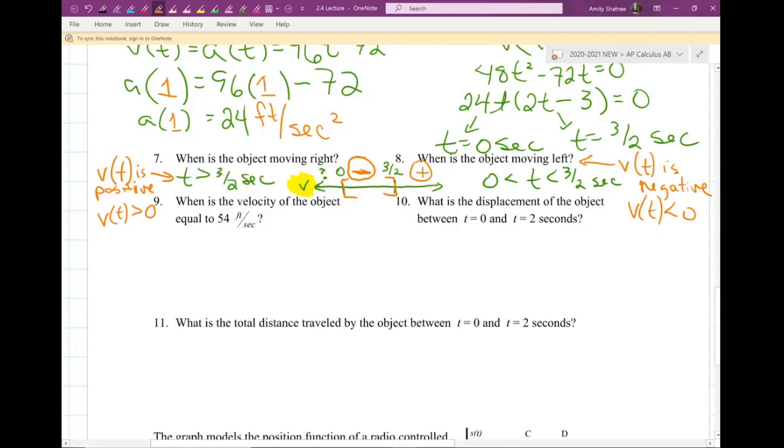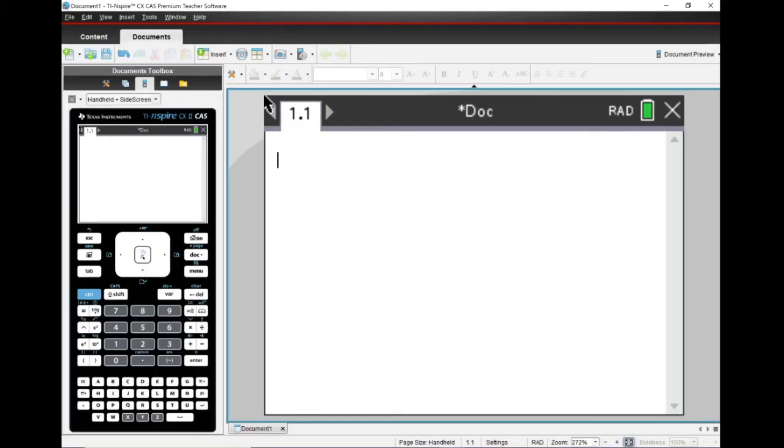So my velocity function was 48t squared minus 72t, and I want to know when the velocity is equal to 54. The secret to these kinds of problems is literally when you say that sentence out loud. When is the velocity, that is 48t squared minus 72t, equal to 54?